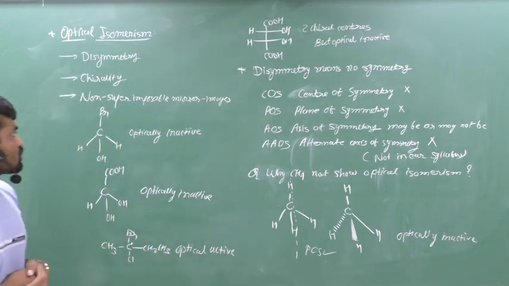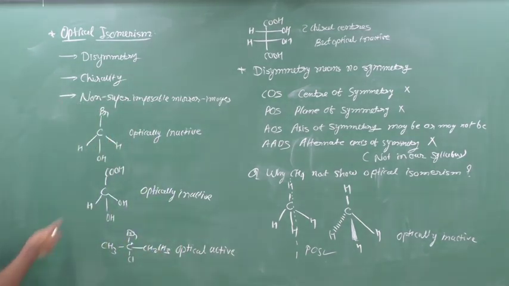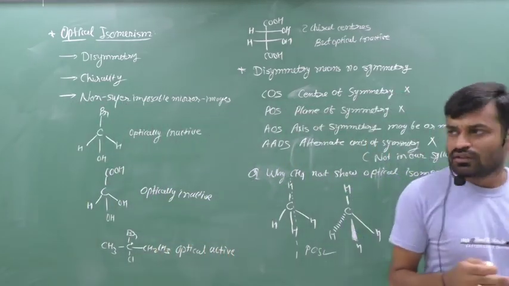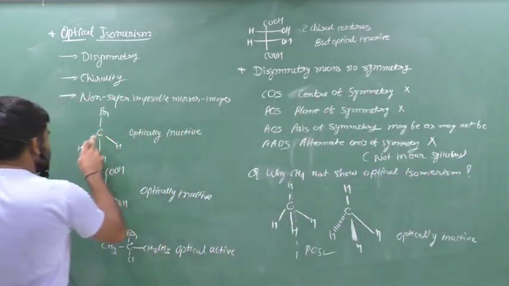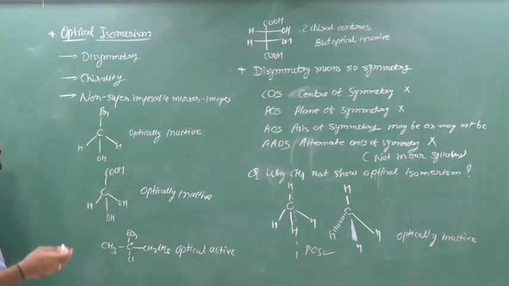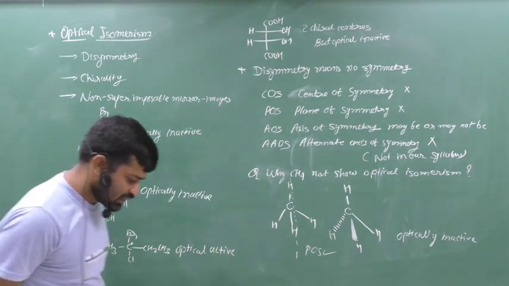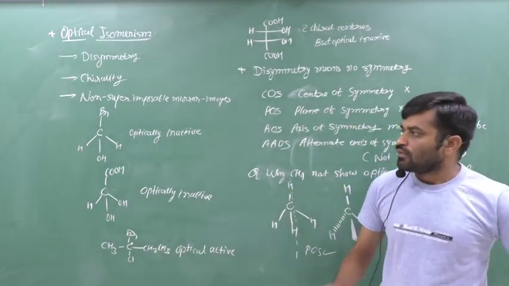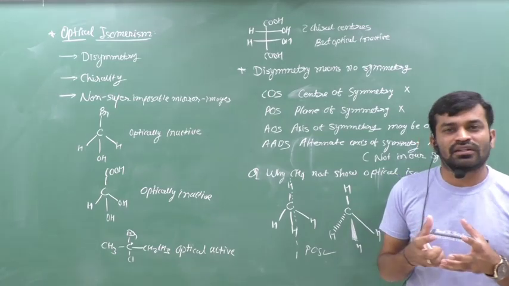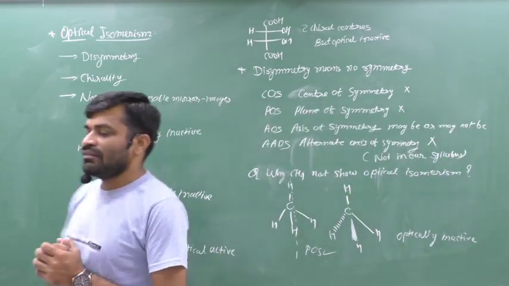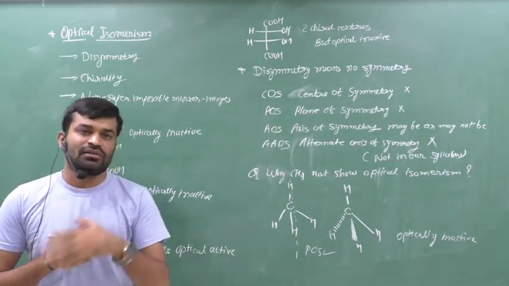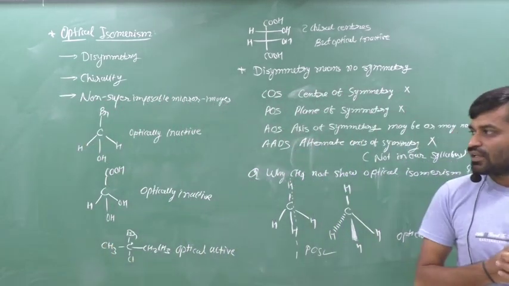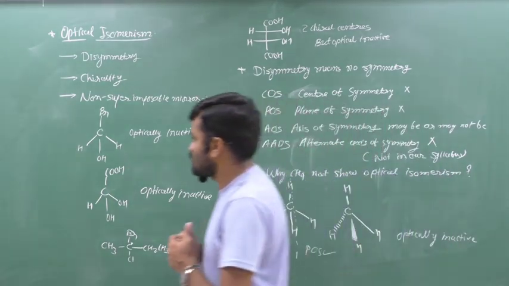Clear? So let us revise some points. First of all, suppose we have a compound like C, H, H, OH and Br. To say whether this compound is optically active, the first way is to make a solution, fill it in a polarimeter, and measure the rotation. But that is not a convenient method in an examination hall. Therefore, we can think with the help of structure.